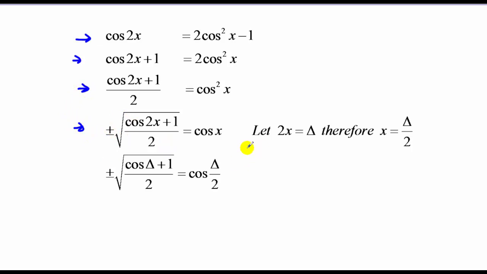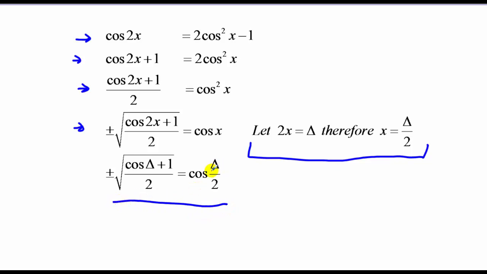And here's where the small trick comes in. We're going to let 2x equal this delta, right? Therefore, I can say that x is equal to delta over 2. And that's just by a division. So, therefore, if I say delta is equal to 2x, then I can say that this x is equal to delta over 2. So what we have is our half angle identity here.